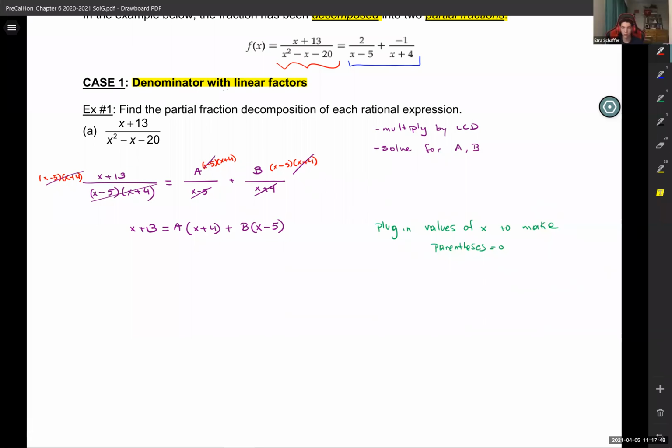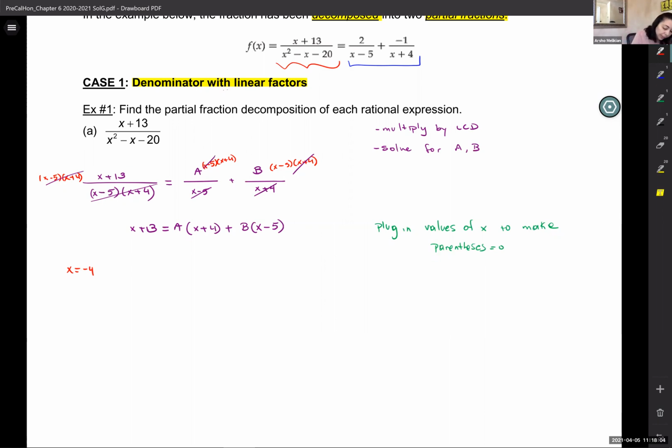X equals -4, right? Okay, a little bit of background. Technically, you can plug in any number you want. You can plug in -54 for x. But it's more preferable to do it this way because then you have terms that just disappear, right?